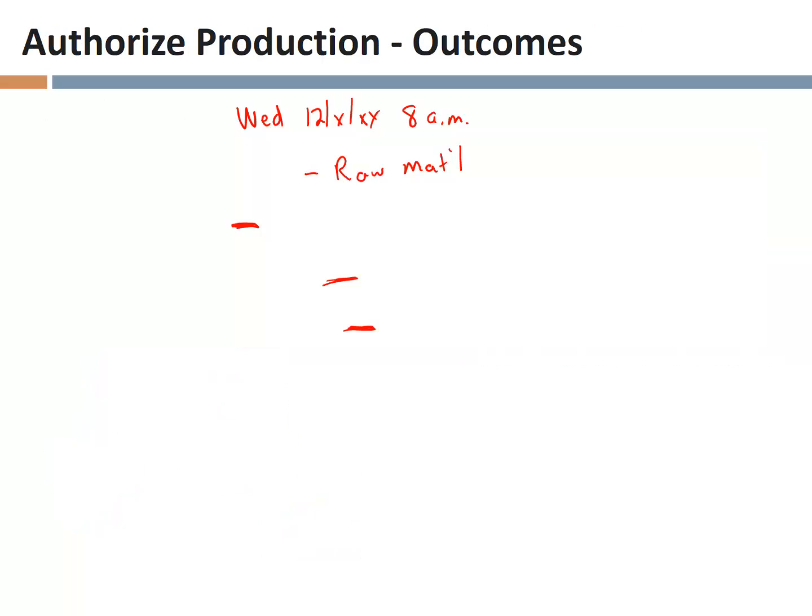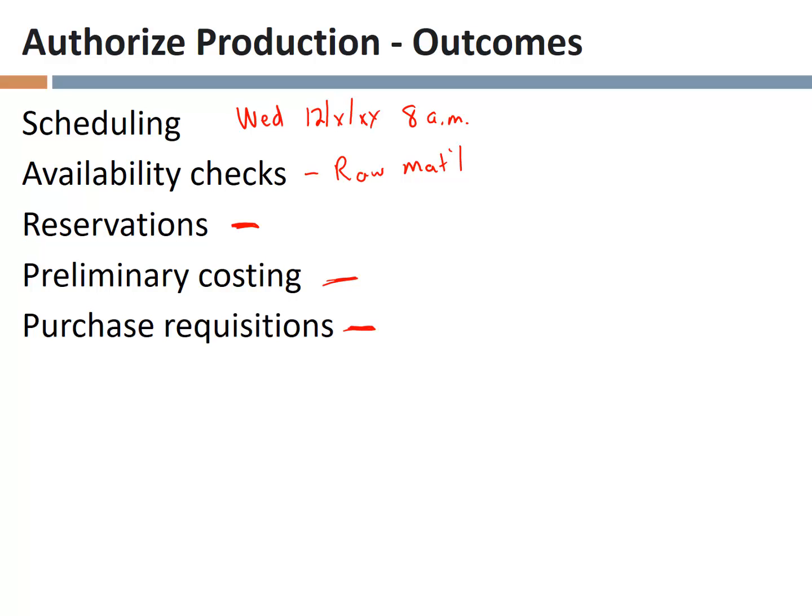Now, when we authorize production, and I don't know if we already did this slide or not because I have ink on it, so maybe we did. We schedule the things, we do the availability check. Yeah, we did do this. We talk about the reservations for the materials. We put in reservations for those. We do the preliminary costing, which is what we just talked about 30 seconds ago. And then if we need to do some things, we issue purchase requisitions.